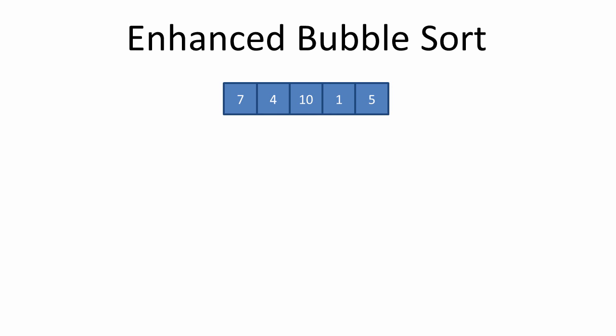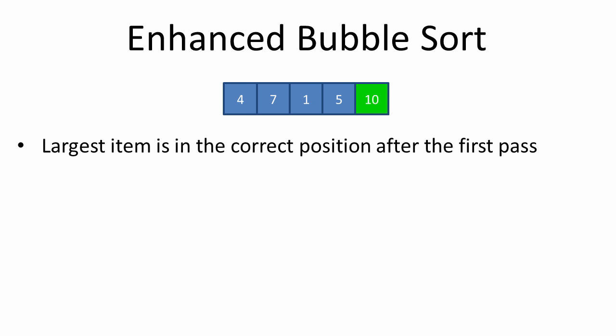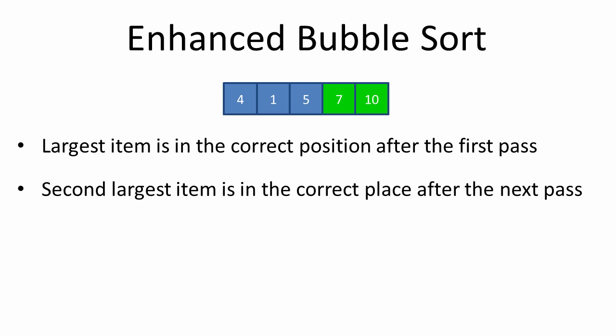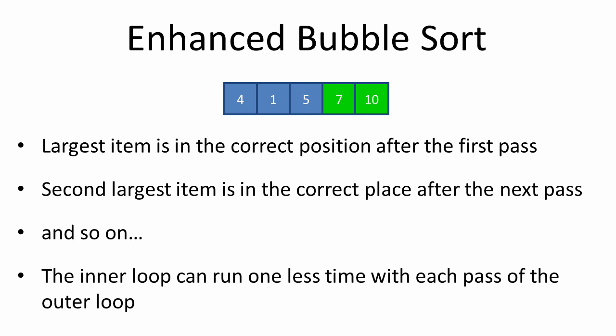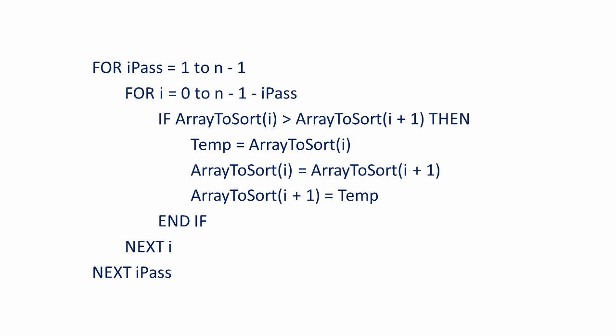We can enhance the bubble sort. You'll have noticed that after the first pass of the inner loop, the largest value finds itself in the correct place. After the second pass, the second largest value is in the correct place, and so on. Now this means that the inner loop can run one less time with each pass of the outer loop. In terms of pseudocode, we can make a very simple adjustment to the program to achieve this.